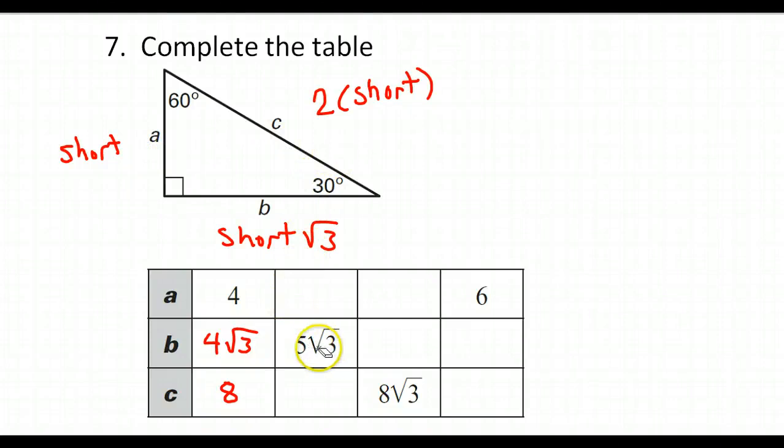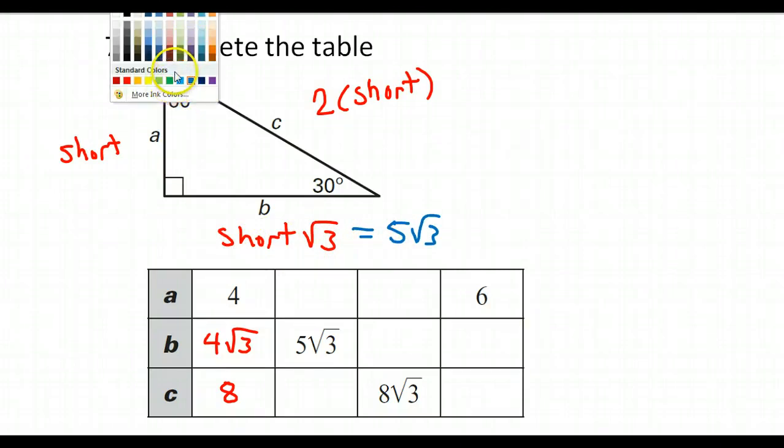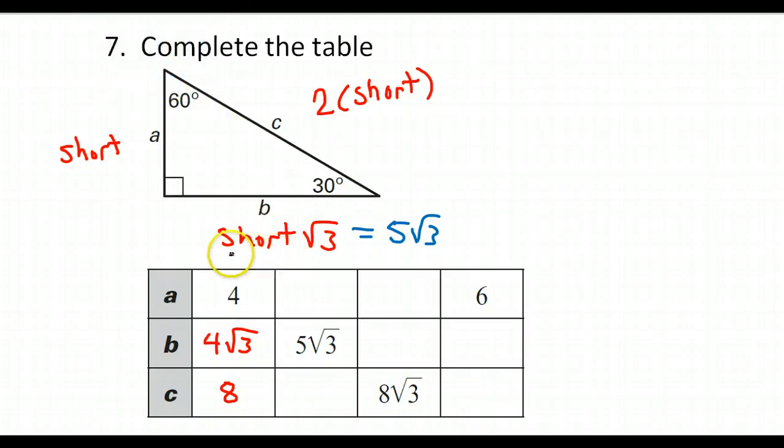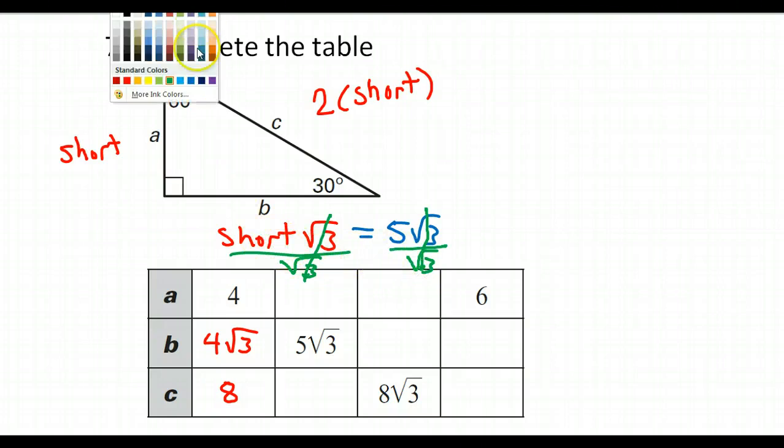Now the next one, we're given that b is 5 radical 3. So we're given that short radical 3 equals 5 radical 3. You can probably just automatically see that the short leg must be 5, but some of you will prefer to think of this as a division problem. If you do, what's happening is we're dividing both sides by radical 3. Those radical 3's cancel out, and we find out that the short leg equals 5.